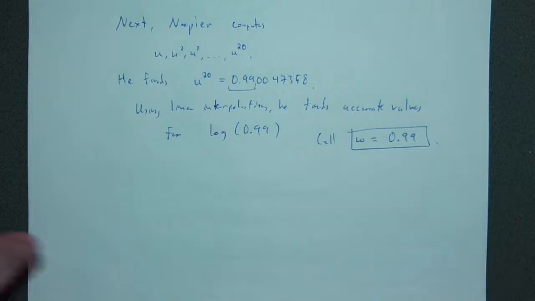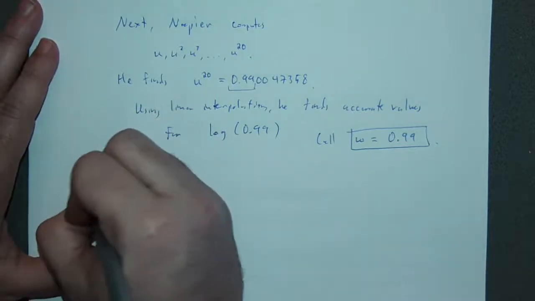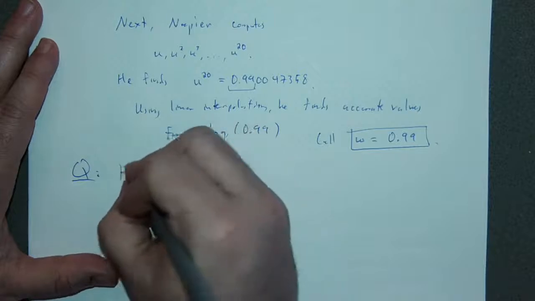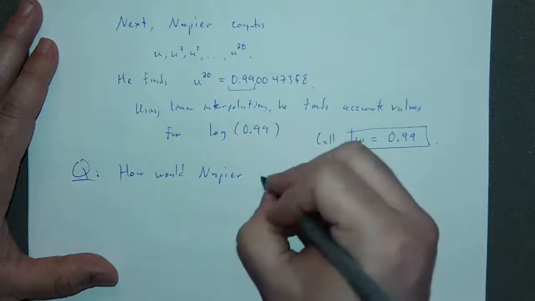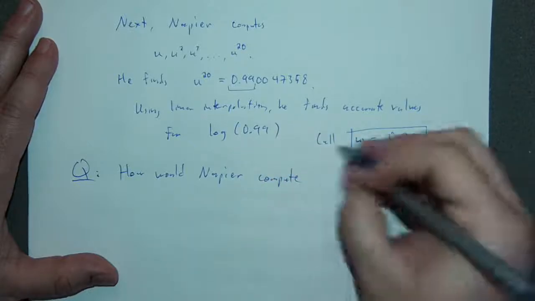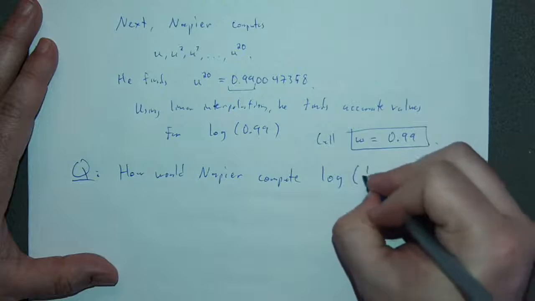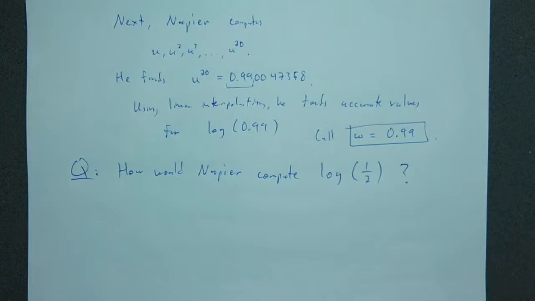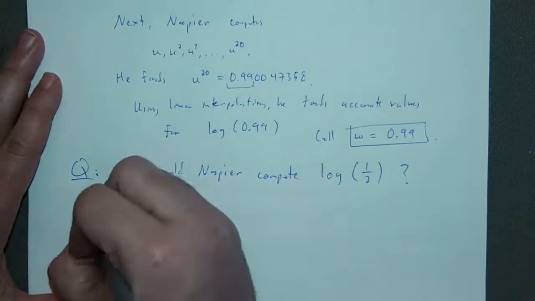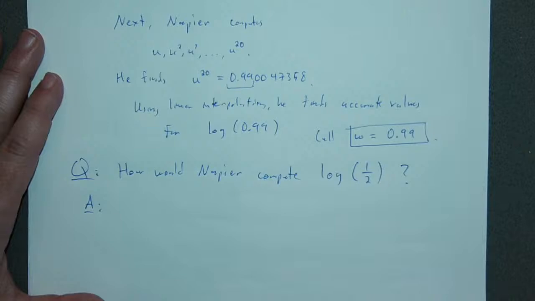So now, what is the idea? So big question. For instance, how would Napier compute, for example, log of some specific value, like log of 1/2? How would he compute that? Because you might say, what's going on here? How is he computing? What's he doing finding this U and this W using this process? How's this helping him at all? Well, the answer is as follows.